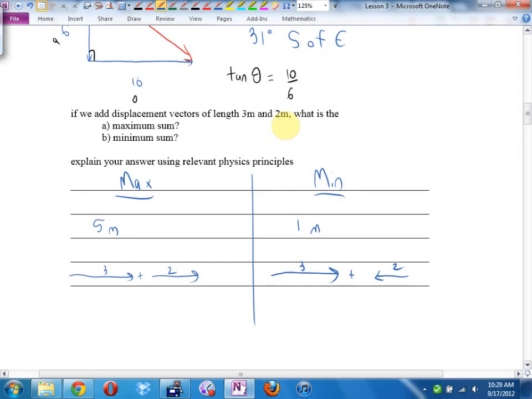It's like 2 going that way and then 3 going the other way. I think when they ask for maximum and minimum sum, they're implying they want net positive, but yeah, you could make an argument that then negative 5 would be the minimum sum if you pointed them both to the left. But since they haven't given us directions, I think we'll go with this one. Good thinking, though. You're the first one to go outside the box like that.